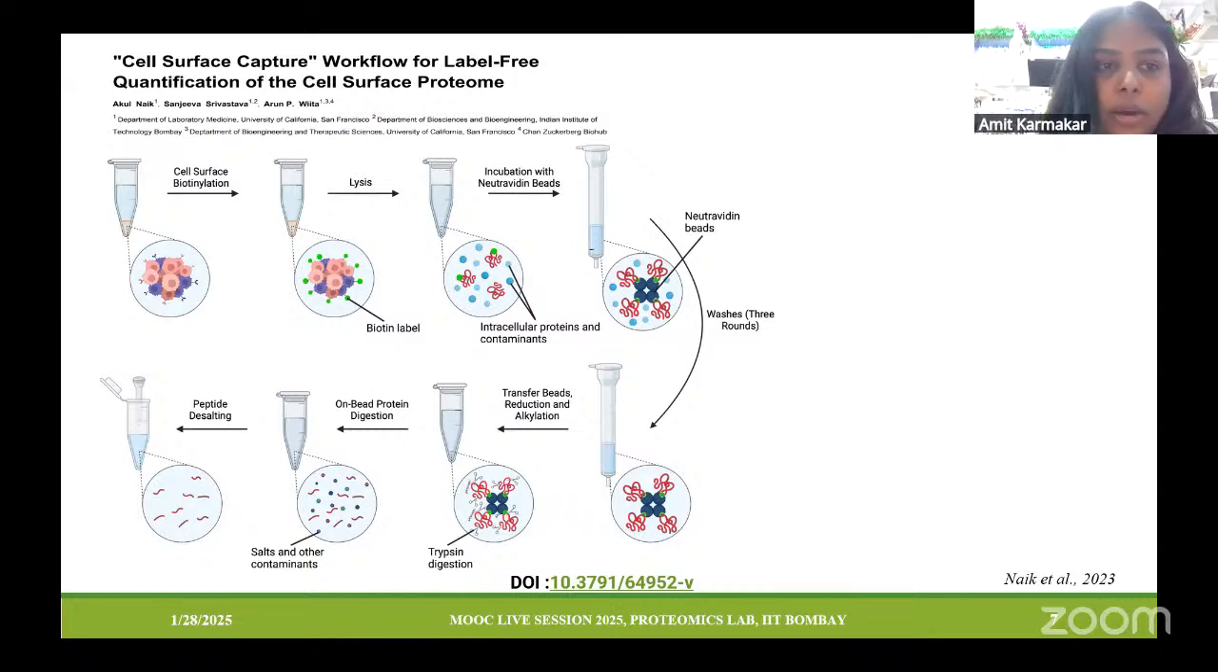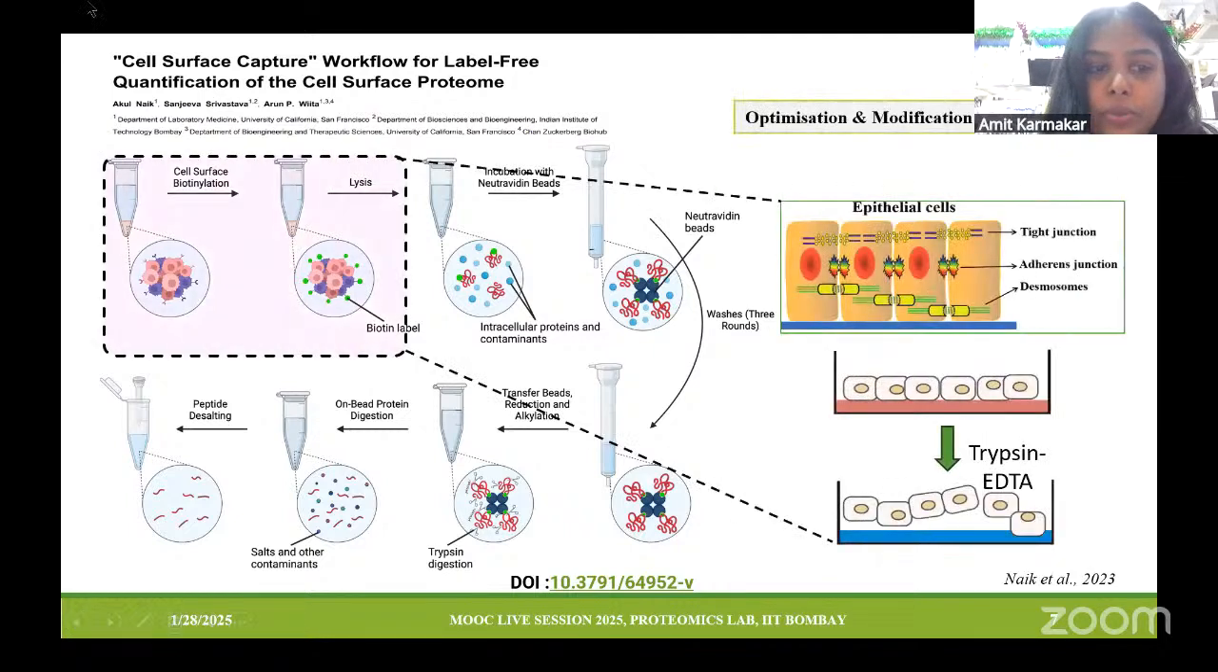So today we are going to talk about one of the most famous methods, the N-glycosylated cell surface capture technique, where we take the cells and tag them with biotin. Then we pull down the entire thing and do the analysis. We'll go through the steps one by one. For suspension cells, the technique is different. For adherent or epithelial cells, the extraction procedure is slightly different.